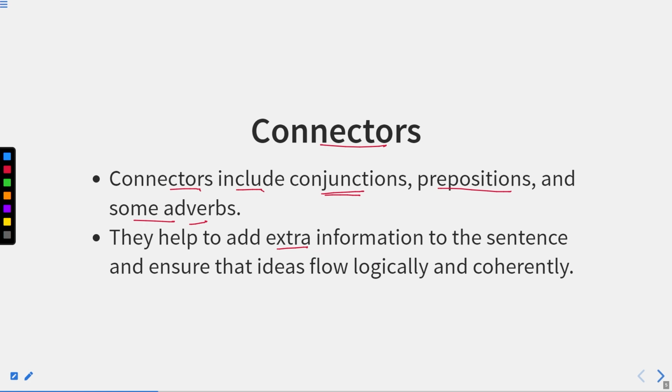They help to add extra information to the sentence and ensure that ideas flow logically and coherently. It means they help to add extra information, something extra to the sentence, and ensure that ideas flow logically. Whatever we are saying is logical, and coherently means in a correct sequence or in a correct pattern. So these are connectors.